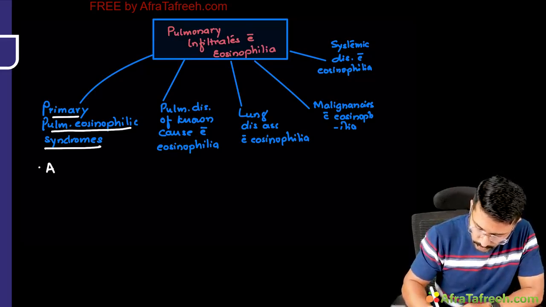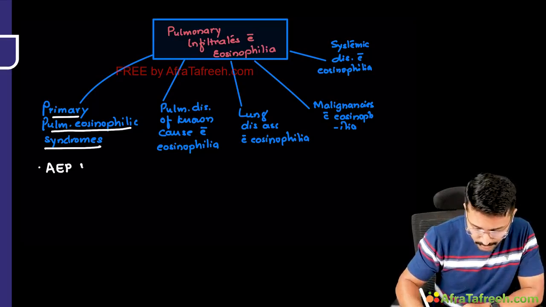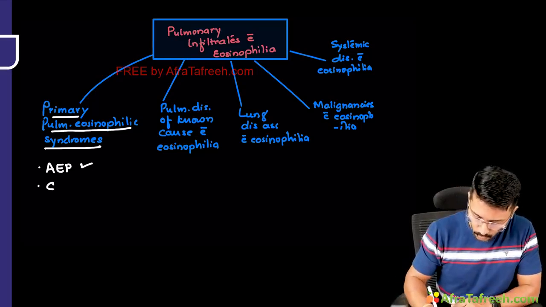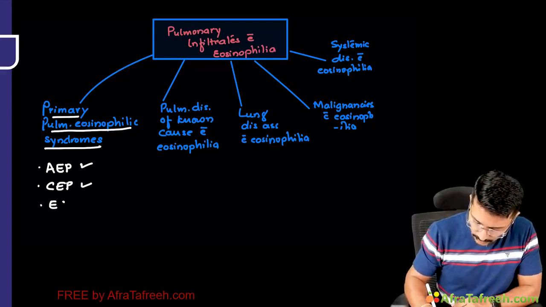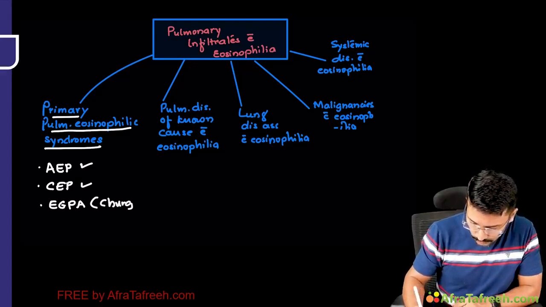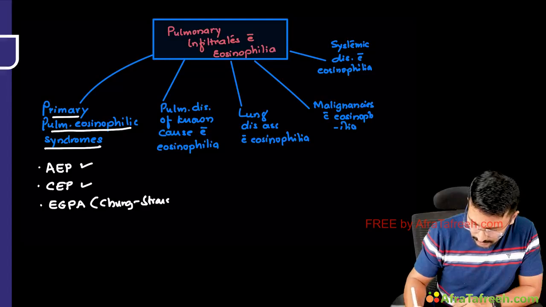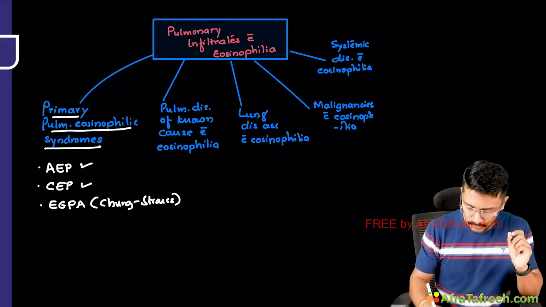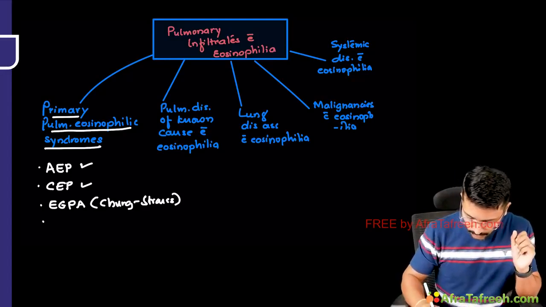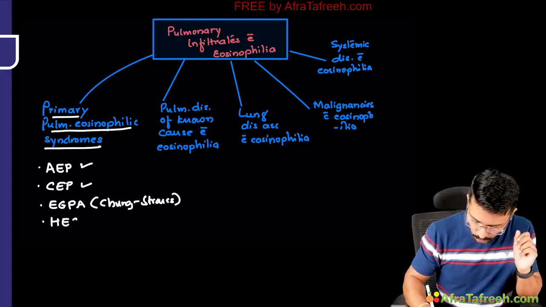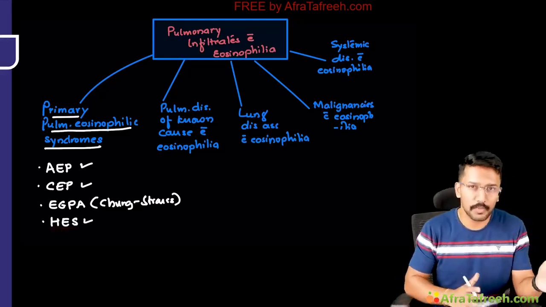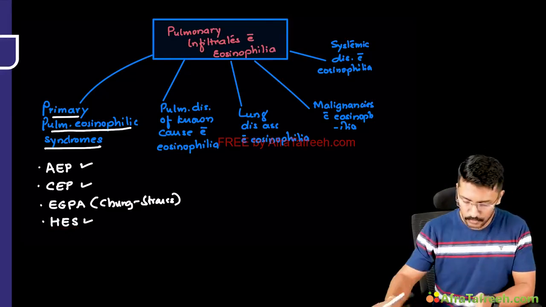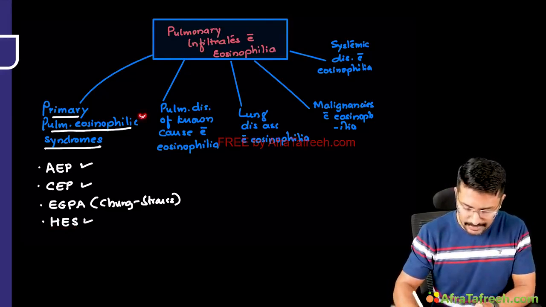The first one is acute eosinophilic pneumonia. I will be addressing this in this video module. The second one is chronic eosinophilic pneumonia. I'll be addressing this too. Then we have eosinophilic granulomatosis with polyangiitis, or what we used to call Churg-Strauss syndrome. This I will be discussing in the vasculitis module. For now, just be aware of the condition. And the last one is hypereosinophilic syndrome. I'll only be touching briefly on hypereosinophilic syndrome because a more detailed discussion will be done by my colleague under hematology. Okay, so these are primary pulmonary eosinophilic syndromes.